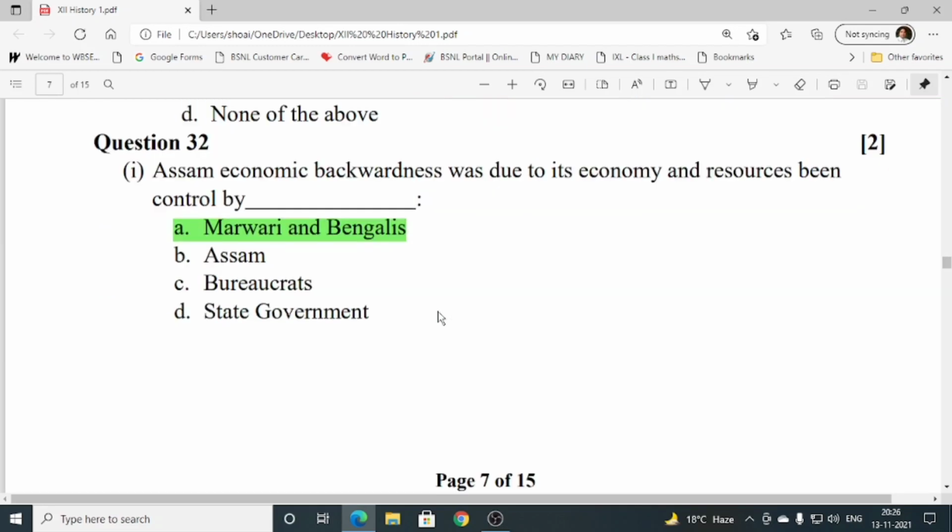Now number 32, Assam's economic backwardness was due to its economy and resources having been controlled by. The economy of Assam was controlled by, I think it is Marwadis and Bengalis only. Bureaucrats did not control it, the state also did not. So the economy was controlled by Marwadis and Bengalis. Mostly they are businessmen.